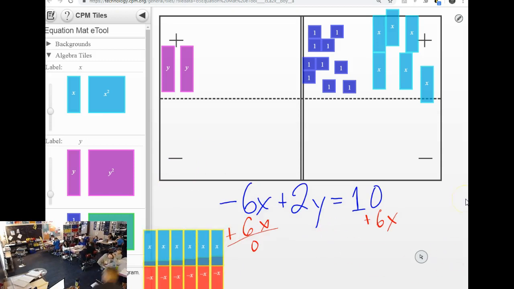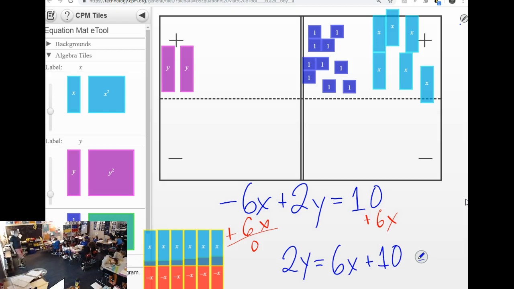I now have the equation 2y equals 10 plus 6x, but that's kind of gross. I'd rather write the x first. So 2y equals 6x plus 10. Now Connor knows how to take this home. Oh no. I don't have what I want. I have double what I want. Right? I want y, but I have 2y. So Connor, you had said we do what?